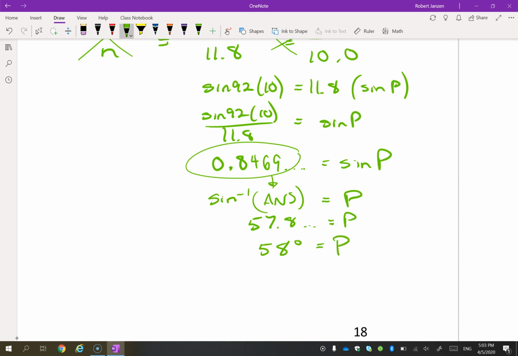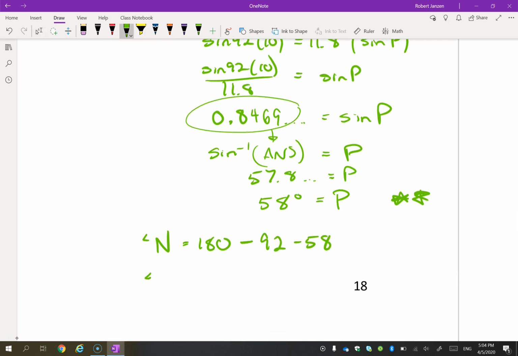Now you guys should know this on your test. What did I do for degrees? Whole degree. What did I do for sides? 1 decimal. It's not going to say it on the test, you just need to know that. Put a little star there, make sure you remember that. So this question is saying what's angle N? Well, we'll go 180, take away 92, take away the angle we just found, which is 48, and so angle N turns out to be 30 degrees.